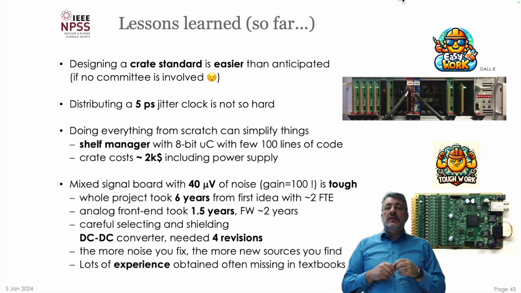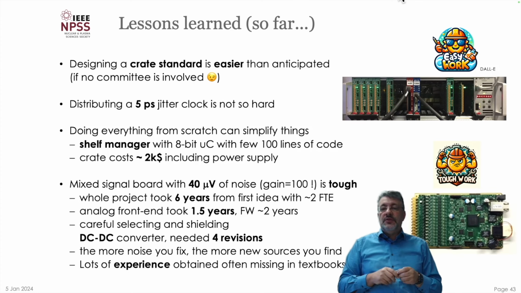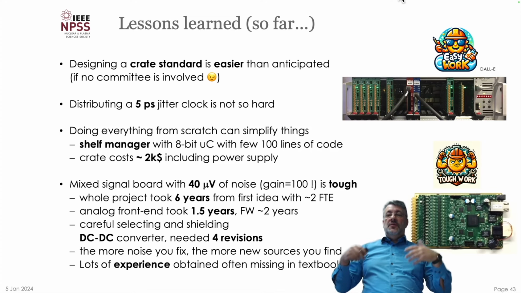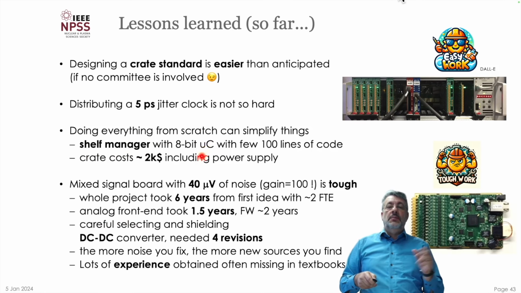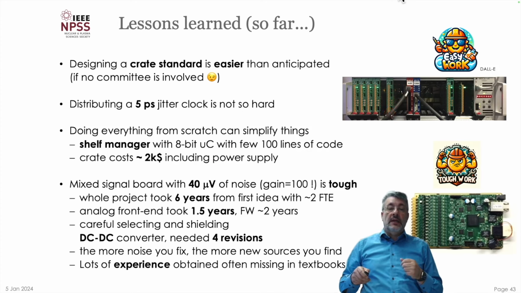Distributing this 5 picosecond jitter clock is also not so hard if you just follow these few basic things which I've shown you here. And actually doing the whole crate from scratch can simplify things, because you don't have to follow any historical requirements, and just use the best parts for everything. So the shelf manager here is nothing complicated. It's just a simple 8-bit microcontroller with just a few hundred lines of C code, and that's enough to run the whole crate. And the cost is about $2,000, including the power supply for the whole crate, which is much cheaper than a VME crate or something like that.